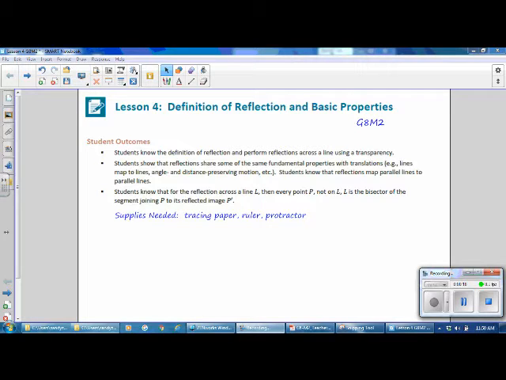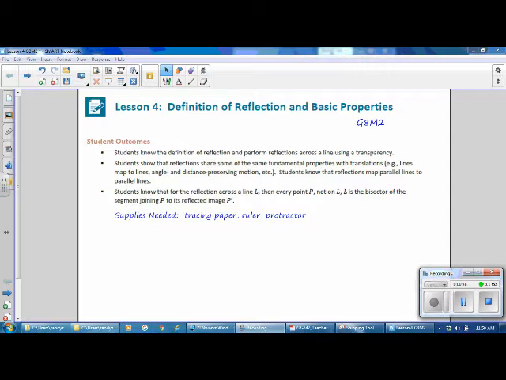Students show that reflections share some of the same fundamental properties with translations, that is to say, lines mapped to lines, angle and distance preserving motion, etc. Students know that reflections map parallel lines to parallel lines. Students know that for the reflection across a line L, then every point P, not on L, L is the bisector of the segment joining P to its reflected image, P'.